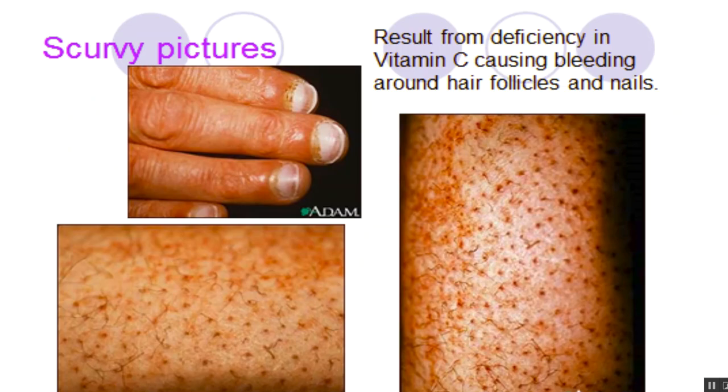This is scurvy. So vitamin C helps keep scurvy away. This is only looking at what you can see, the hair follicles and nails, but scurvy also affects your bone mass and strength. So again, this is why having vitamin C in your diet is very important.